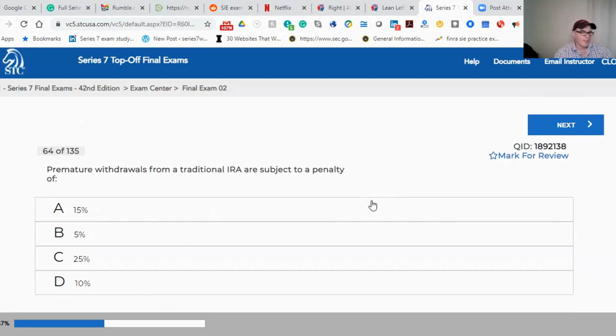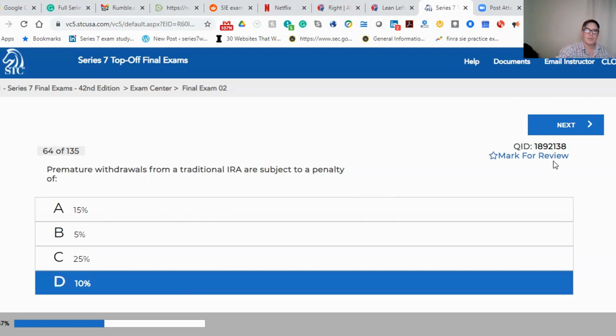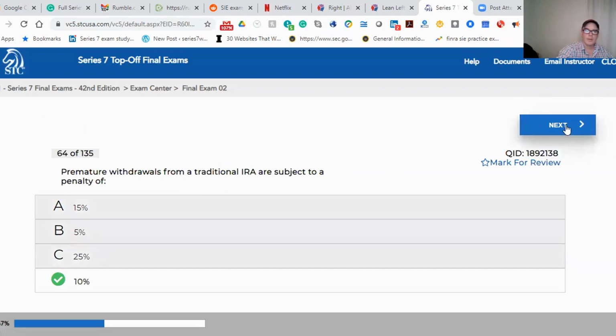Premature withdrawals, sorry, bad joke. Premature withdrawals from a traditional IRA are subject to a penalty of your wife not talking to you for weeks, 10%. Good. Sorry. Okay. I had to.